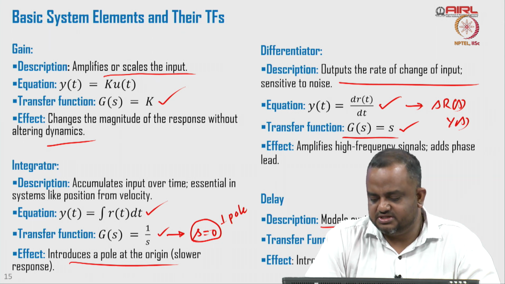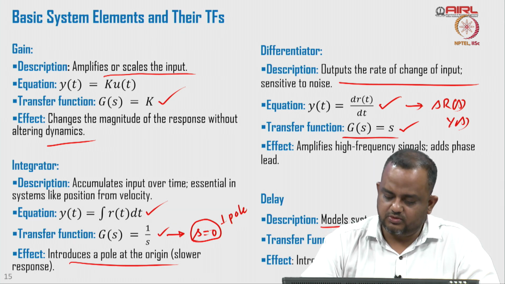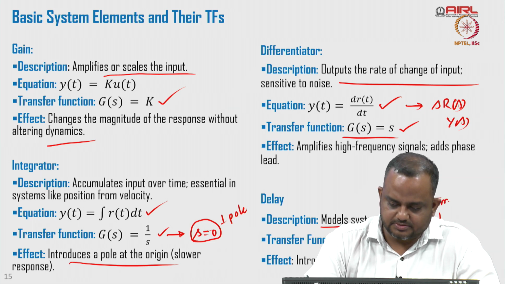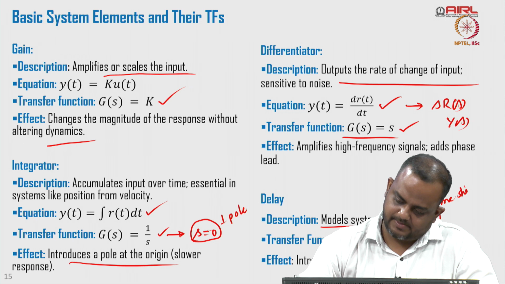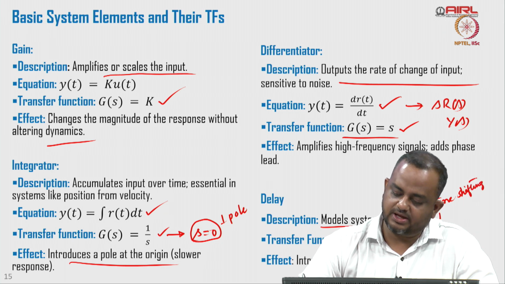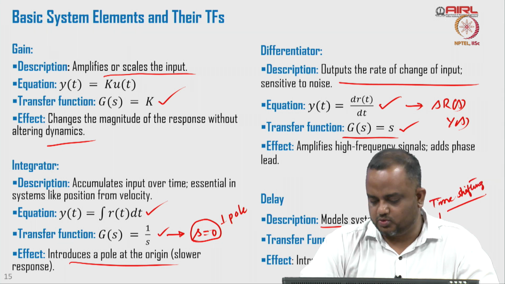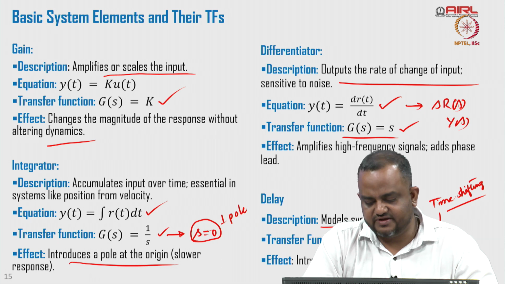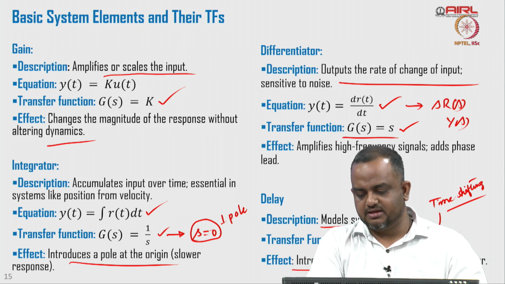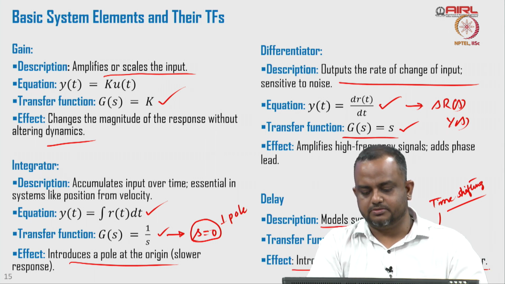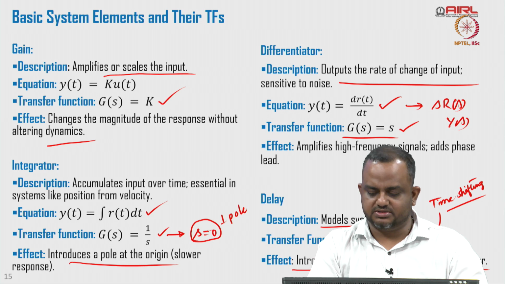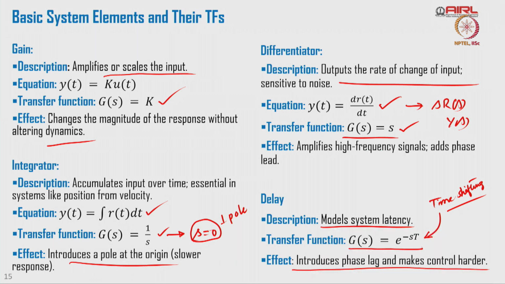Now, there is another important system which models system latency or time delay. The transfer function is something like this. You try to see this from the time shifting property of Laplace transform, then it will become clear and you can nicely coordinate these two concepts. Its effect is introducing phase lag, and sometimes it can make the control system design very efficient or sometimes harder also. Fine.